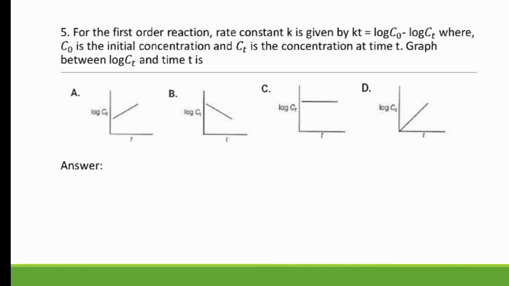Problem 5. For the first order reaction, rate constant K is given by kt is equal to log C0 minus log Ct, where C0 is the initial concentration and Ct is the concentration at time t. Graph between log Ct and time t is. So here we have to identify the graph of first order reaction. As we have seen earlier in the previous slides, the graph of first order reaction is a straight line with a negative slope. And if we compare the given equation with y is equal to mx plus c, we get the answer as B.